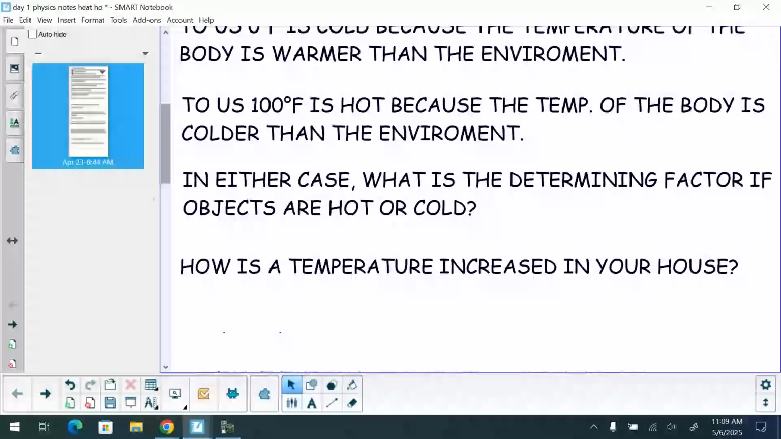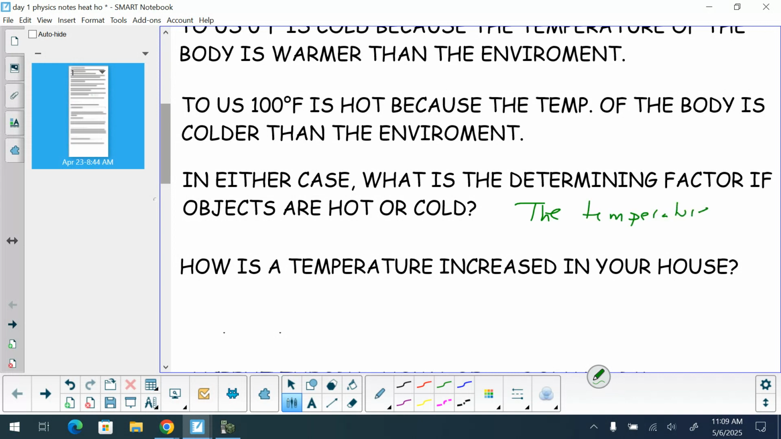In either case, what is the determining factor for hot or cold? The temperature. The temperature is a determining factor in regards to hot and cold. And that is a good guide point when we look at our phones, we look at thermometers outside, and we see what the temperature is out there.